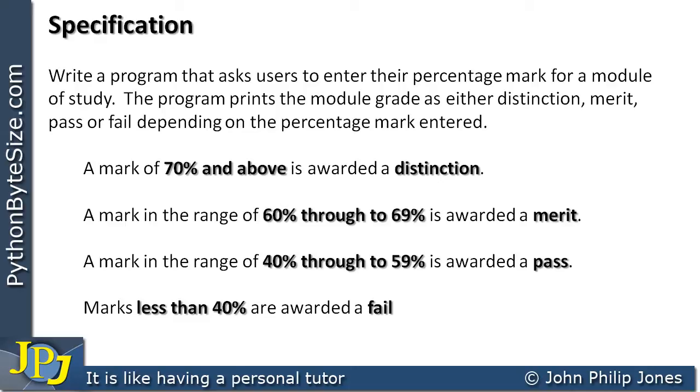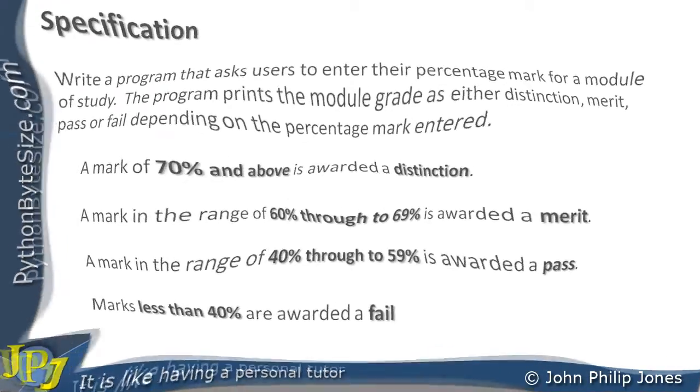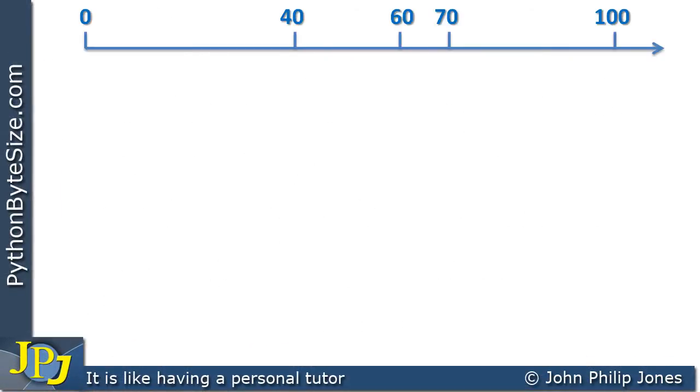I'm going to produce a test plan, and then I know that when I finish my program, I can test it against the plan that I produce, in the knowledge that the production of the test plan will aid me in my understanding of the specification. To aid me in my understanding, I've produced this number line, onto which I've marked 0%, 40, 60, 70 and 100%. Now the ones I'm interested in are these here.